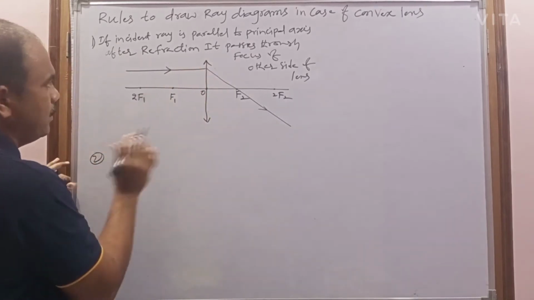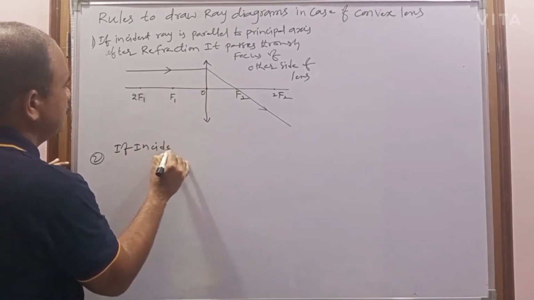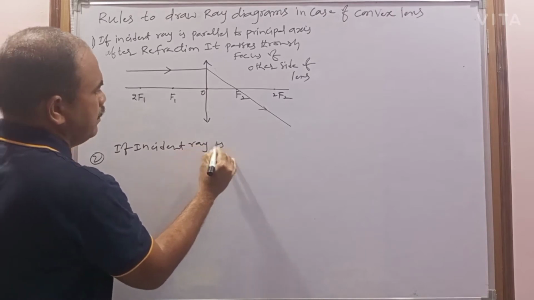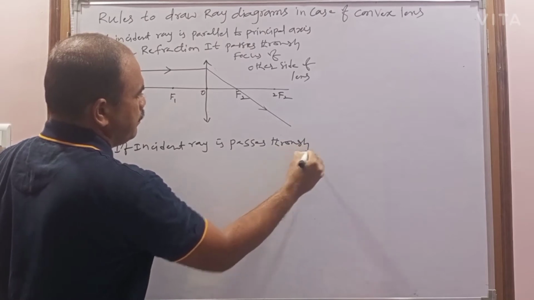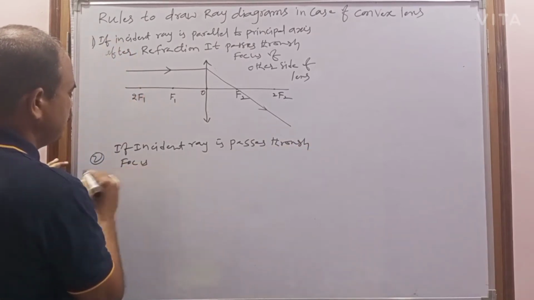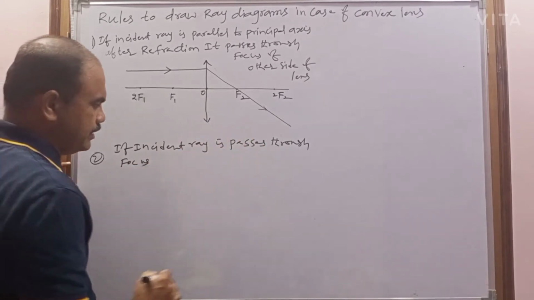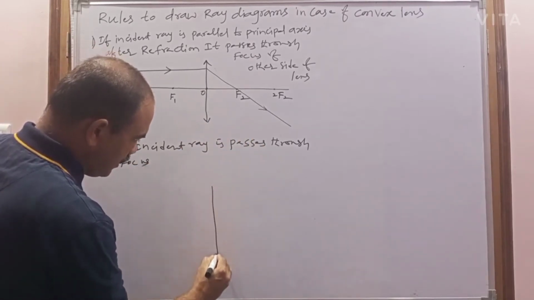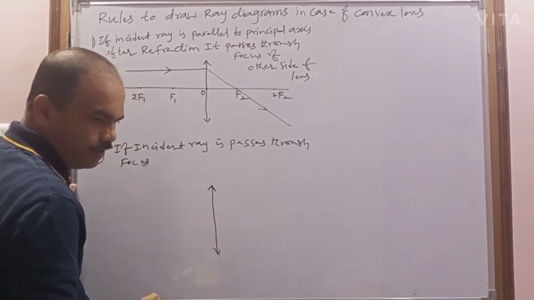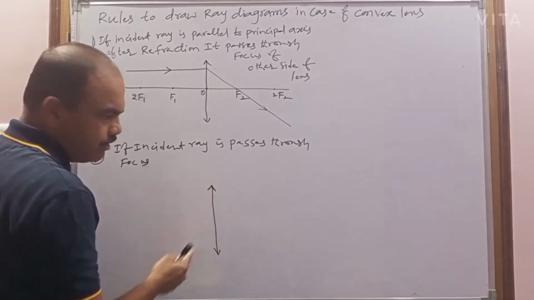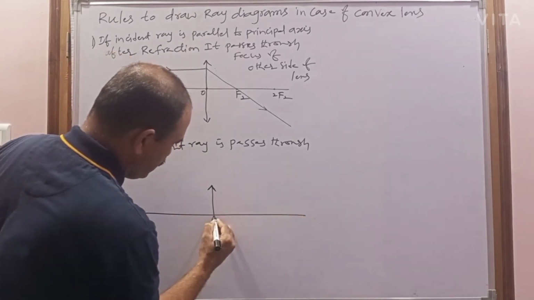Now coming to the second rule, the inverse of it. If the incident ray passes through the focus of one side of the lens. Now consider, this is a convex lens. While we are drawing the ray diagram, this is the symbol we have to use. The arrow marks are outside, we have to represent them outside. Now this is the optic center.